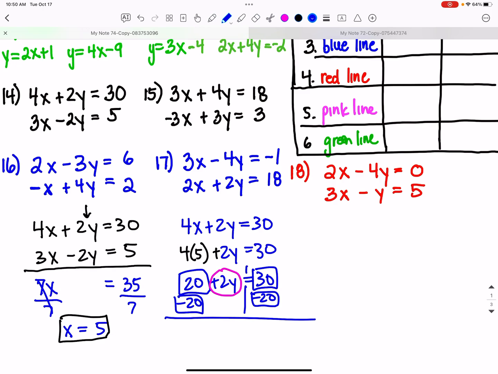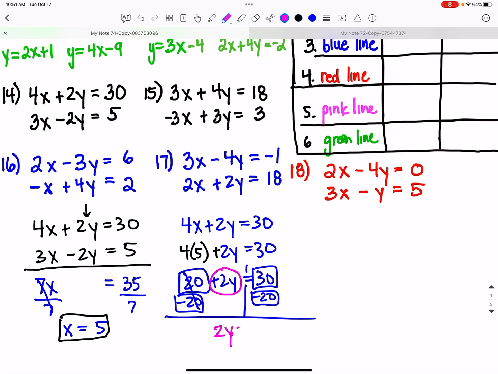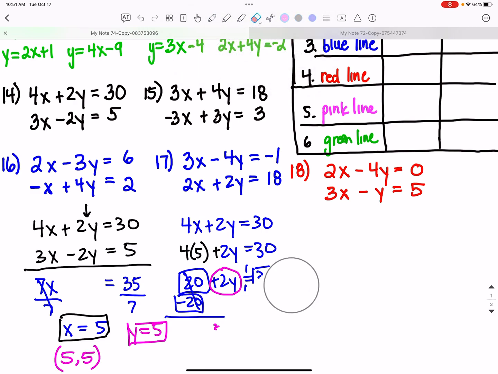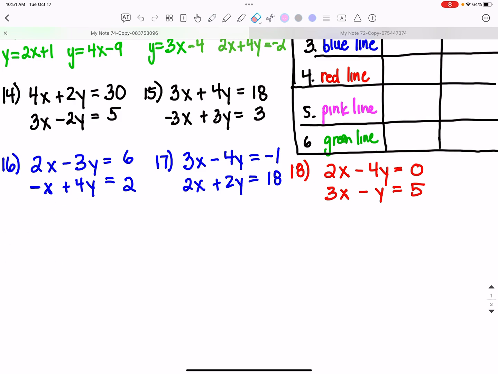We'll do our teams. Boom. 2y equals 30 minus 20, which is 10. Top versus bottom, the 2. And y equals 5. So this answer is 5, 5. Okay. So now let's do number 15.